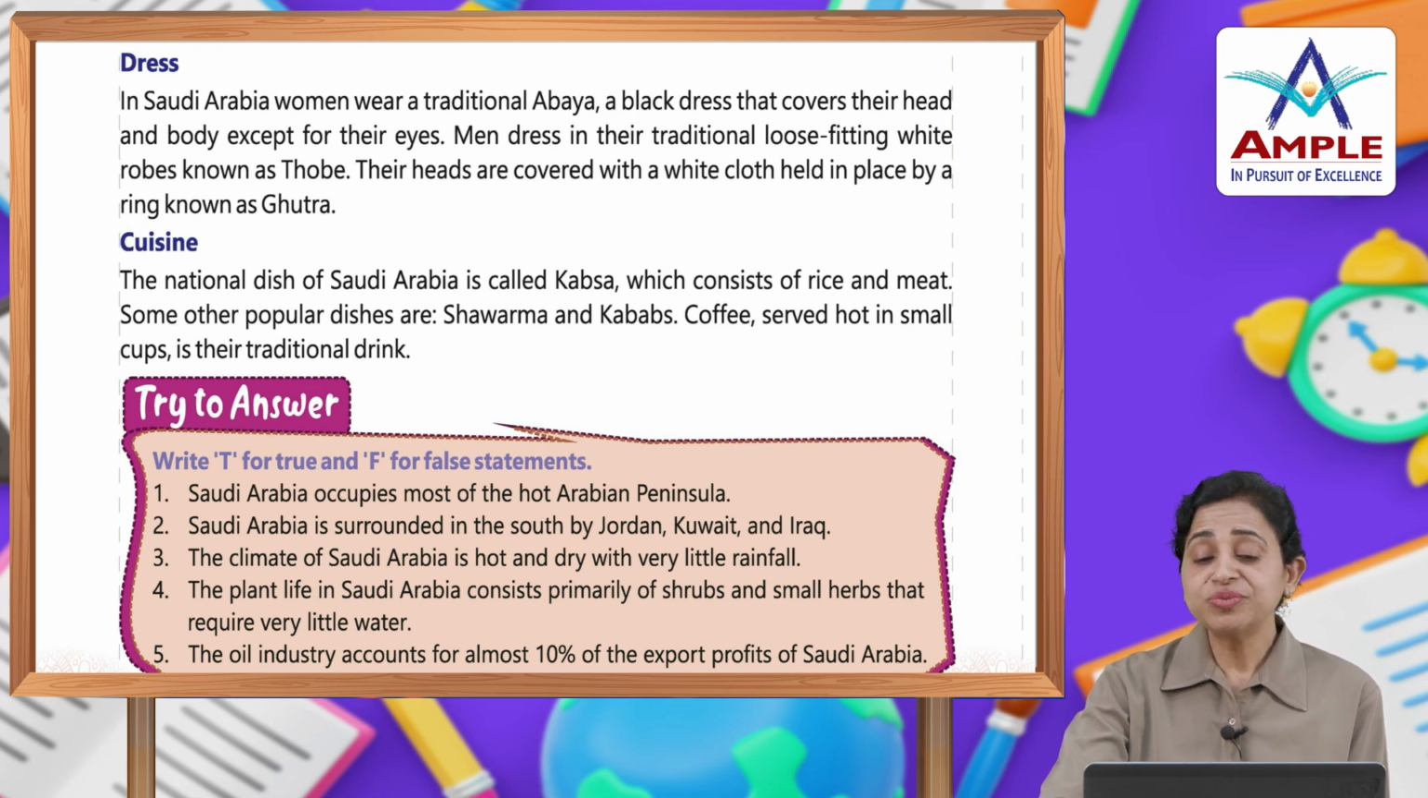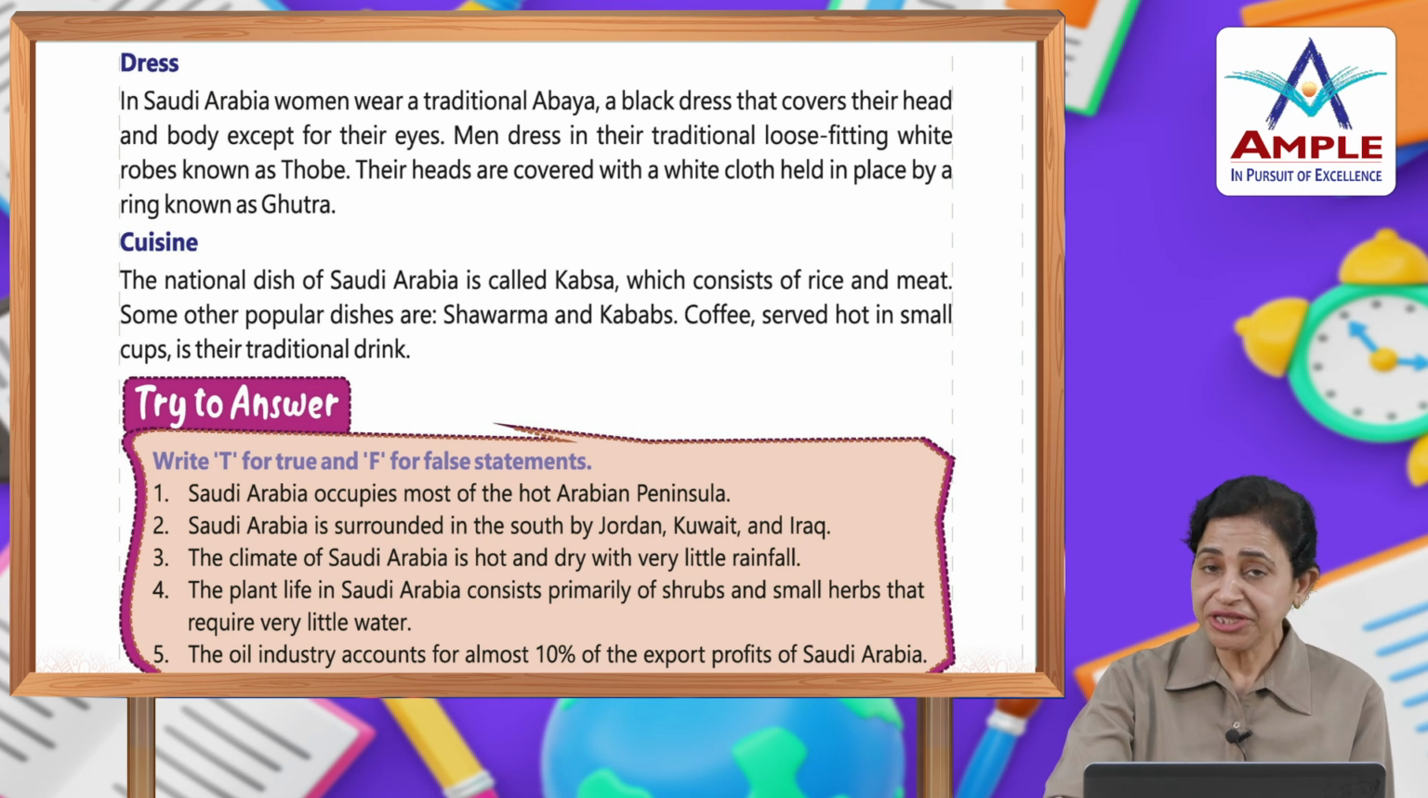Cuisine. The national dish of Saudi Arabia is called kabsa, which consists of rice and meat. Some other popular dishes are shawarma and kebabs. Coffee served hot in small cups is their traditional drink.